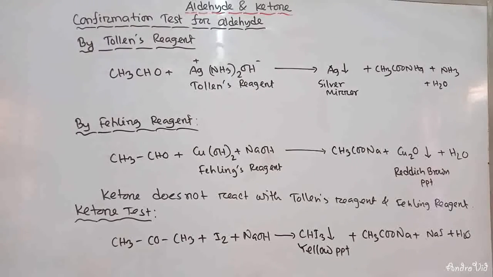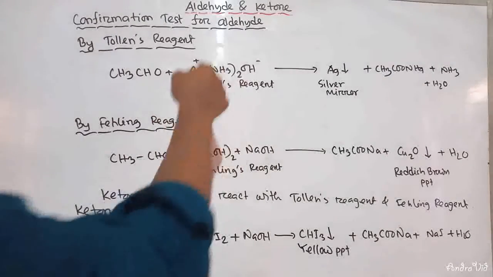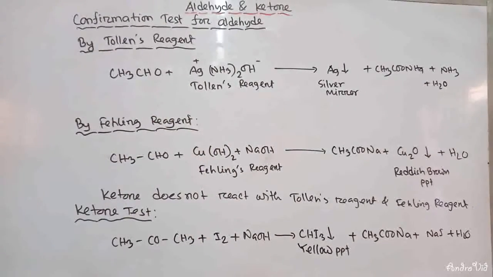So dear student, now I would like to say something about the confirmation test for aldehyde. You can confirm aldehyde by using two reagents. One is Tollens reagent, another is Fehling reagent. For the first time, what is Tollens reagent? Tollens reagent is basically silver diamine hydroxide.